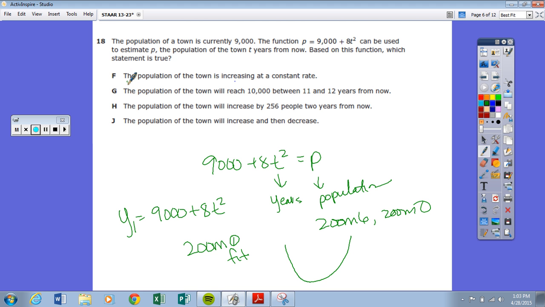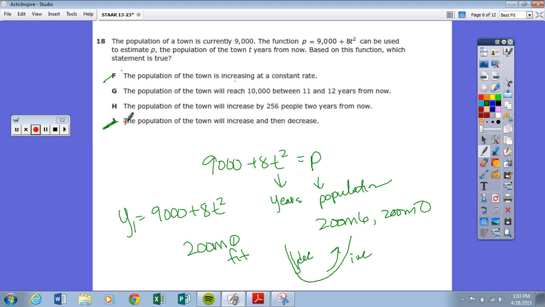So read F. The population is increasing at a constant rate. This is not increasing at a constant rate. This is decreasing, and then it's increasing, okay? So we're going to eliminate F. The population, that I'll check later. The reason I'm just reading the ones right now without numbers is so I can look at the picture. So J, the population will increase, then decrease.